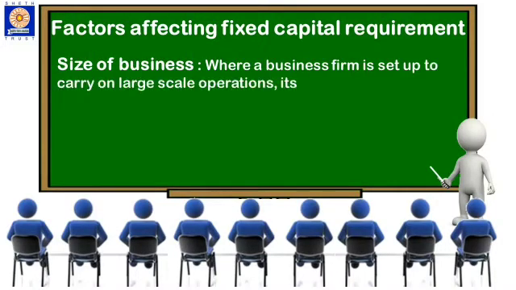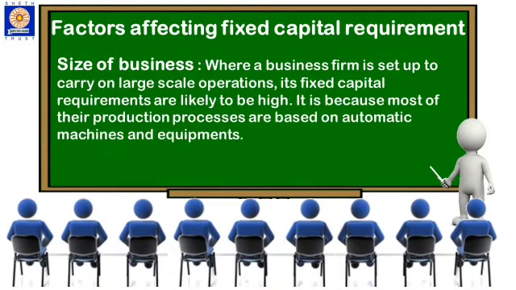Next point, size of business. As I said before, the requirement of fixed capital also depends on the size of the firm. Big firms require huge capital and small firms require less capital for their fixed assets. As big and large firms have many departments and processes, to operate their overall business smoothly, they require updated fixed assets like machineries and equipments.